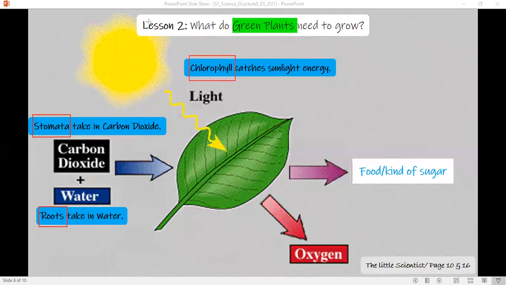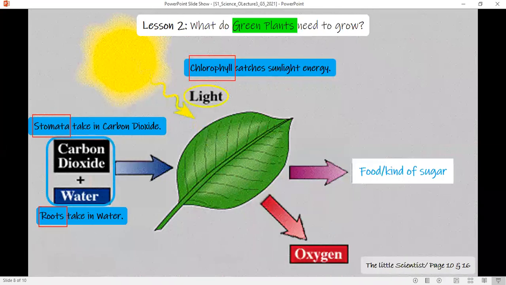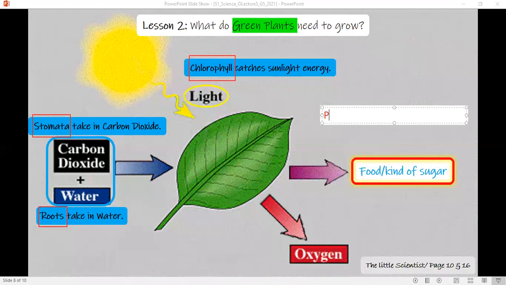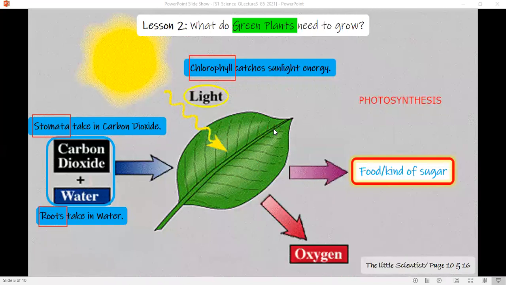Once the plant gets all its needs, carbon dioxide, water, and light, it uses the energy of the sunlight to combine carbon dioxide and water together and produce its food, which is a kind of sugar. And this food making process is called photosynthesis, the food making process that green plants go through. Try to say it with me. Photosynthesis is the food making process that green plants go through to make the food they need.